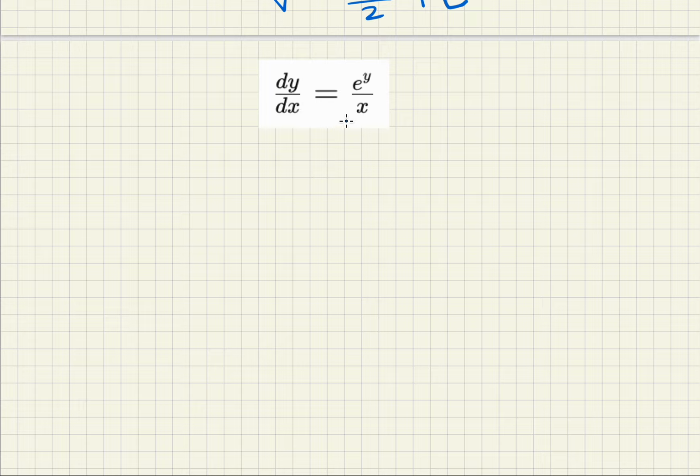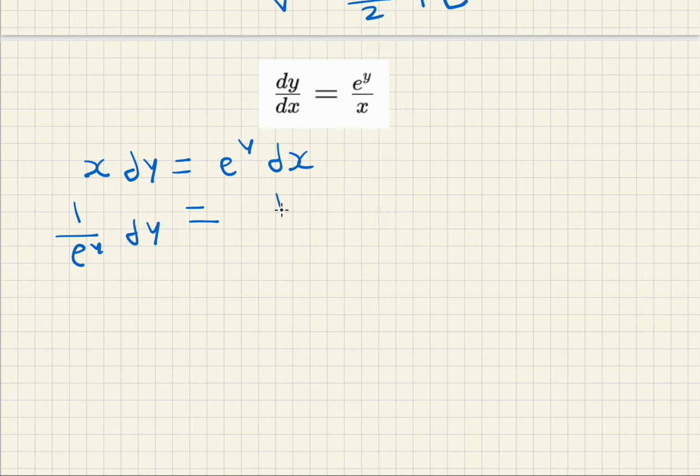Now this next equation we can first cross multiply, but I think we need to do more. So x dy equals e to the power of y dx. And since it's not matched up, x is not with dx and y is not with dy, we can do a little more reshuffling, and we get 1 over e to the power of y dy equals 1 over x dx. And so from here, 1 over e to the power of y, we can rewrite that as e to the power of negative y. It's a law of exponents.